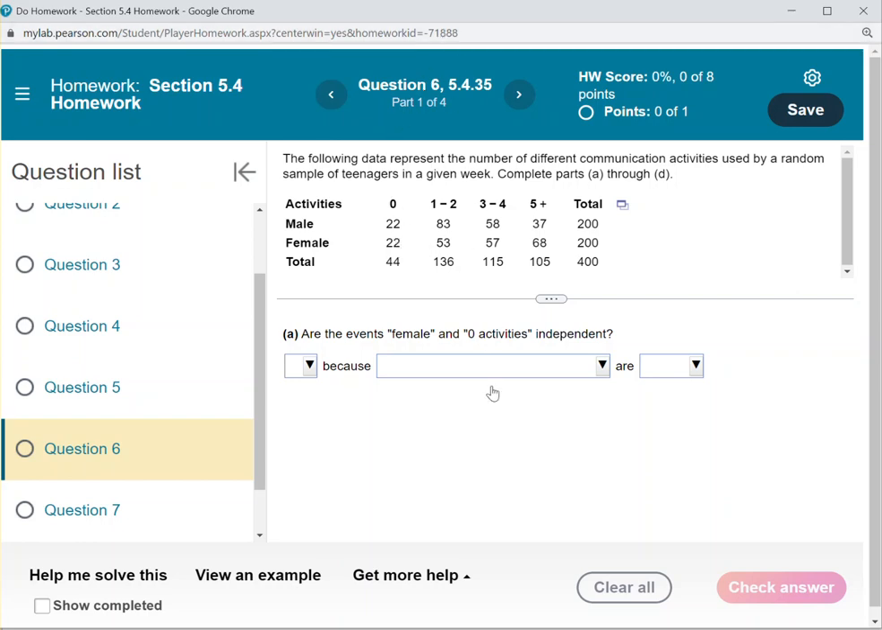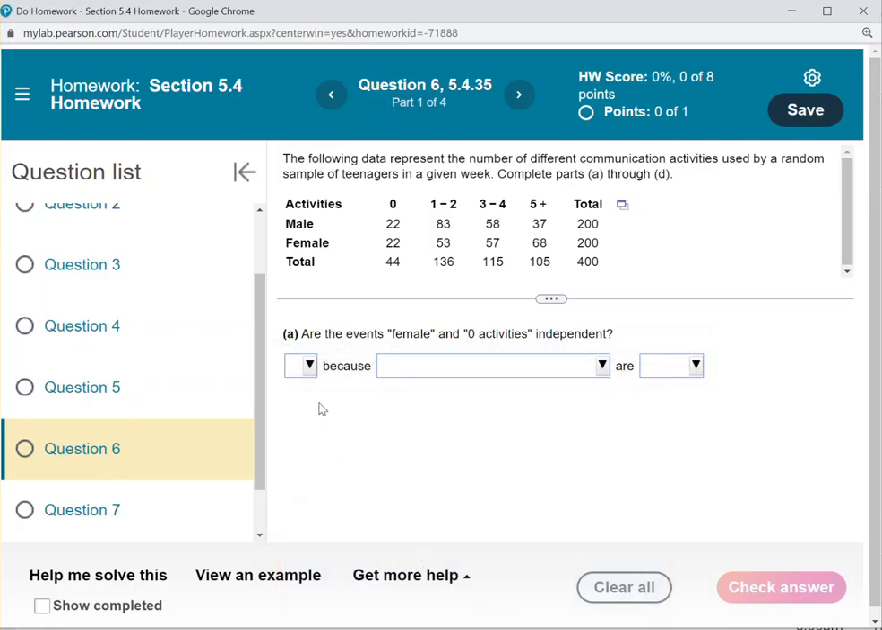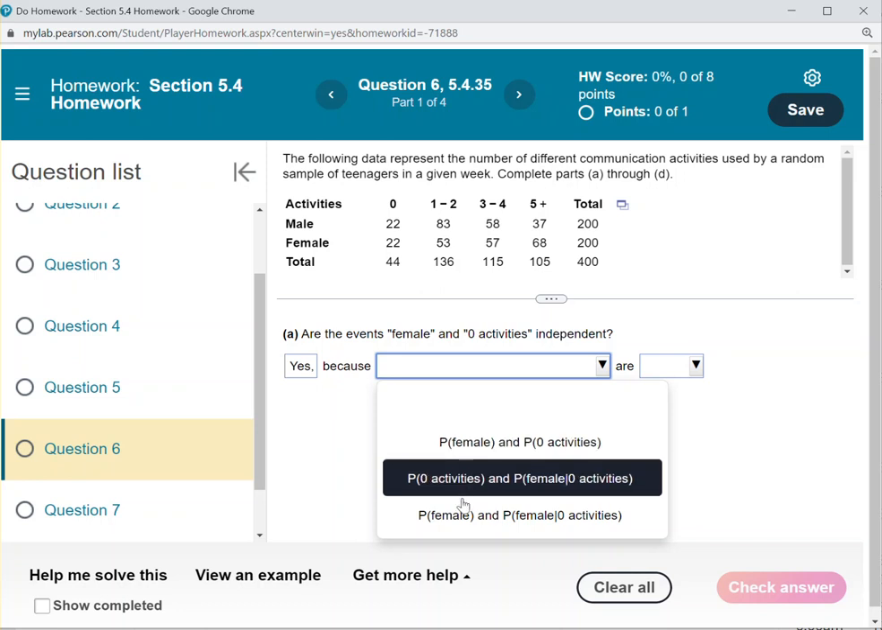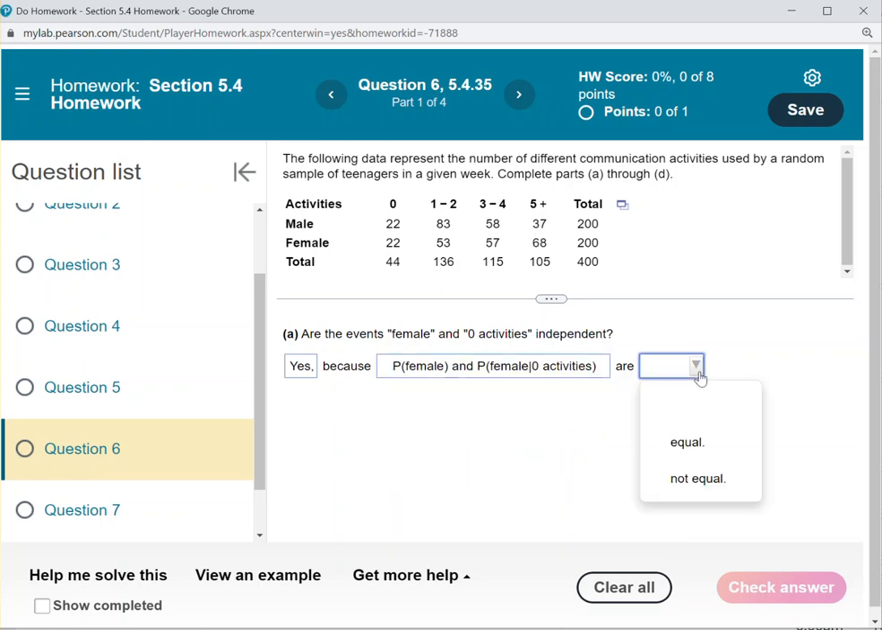I'll show you my work real quick. And so we can say no, or no, I'm sorry, yes. Or wait, are they independent? Yes, because the probability of female and the probability of being female given you did 0 activities are the same, or equal.